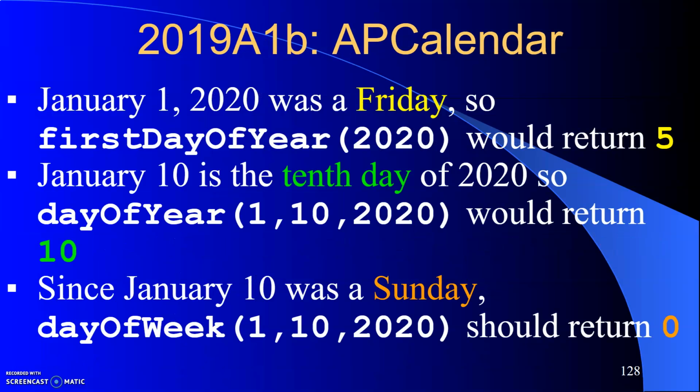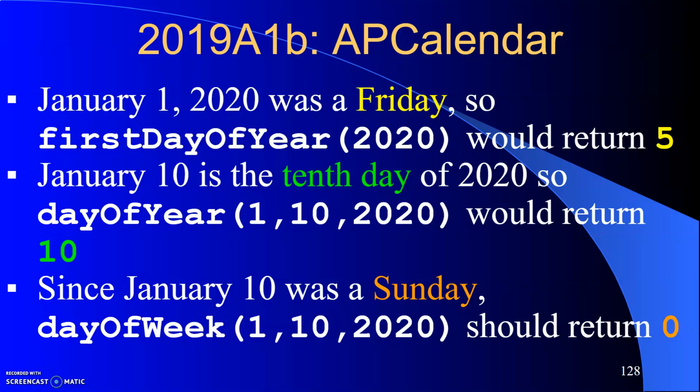So part B is really the tricky one. So let's use this year as an example. January 1st of this year, 2020, was a Friday. So firstDayOfYear(2020), this is a helper function, so it's already been written, is going to give us 5. That's because we start counting the days of the week with Sunday at 0, Monday at 1, Tuesday at 2, and so on, and Friday is a 5.